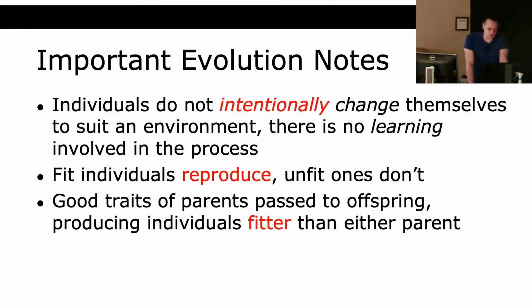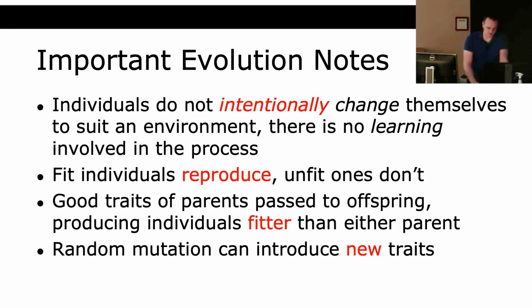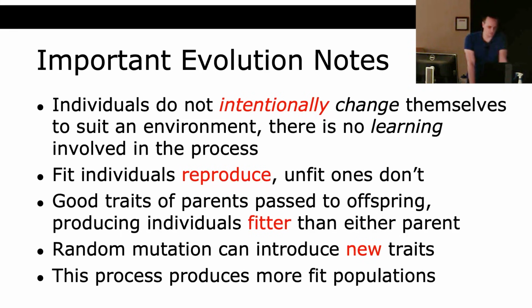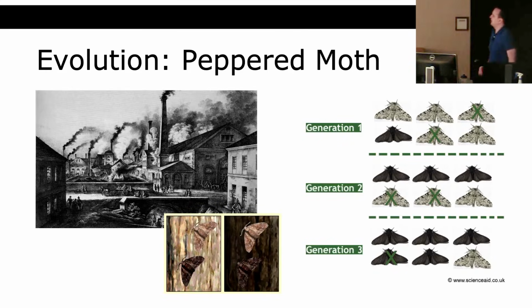So ideally, the good traits of the parents are passed to the offspring, producing individuals that are fitter than either parent. And random mutations can cause new traits to appear. And over time, this process produces more fit populations on average. Okay, so this is the process of evolution. And now you can start to see how that would be a cool thing if we could do that algorithmically. But first, a little story about a humanly observable process of evolution that has taken place within a lifetime.